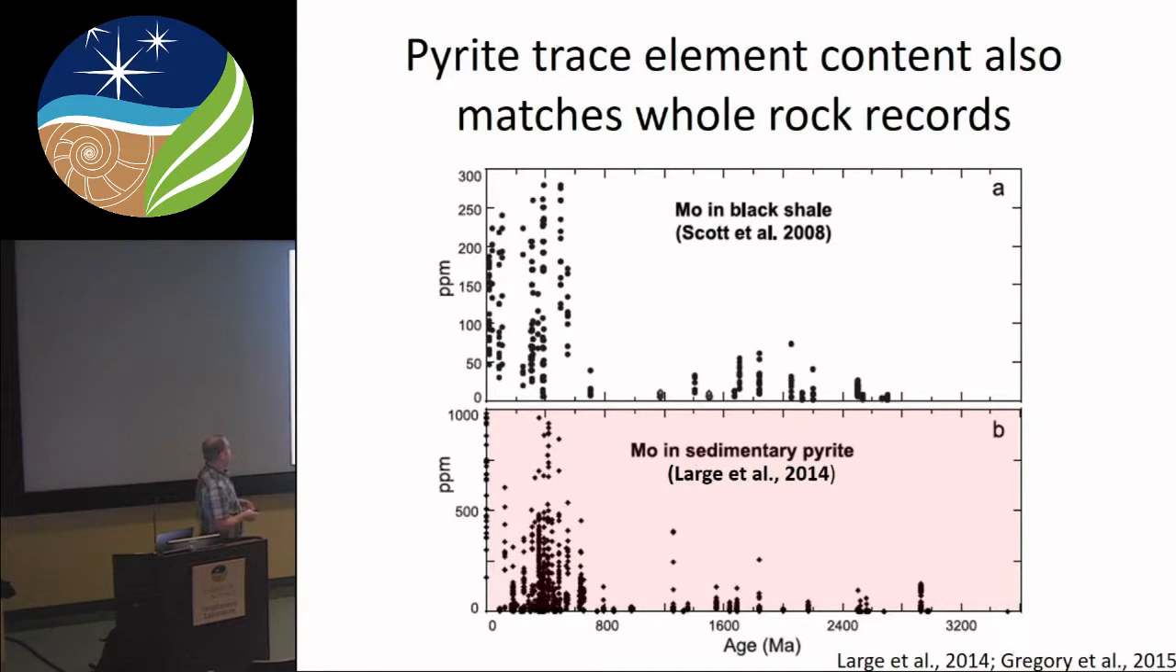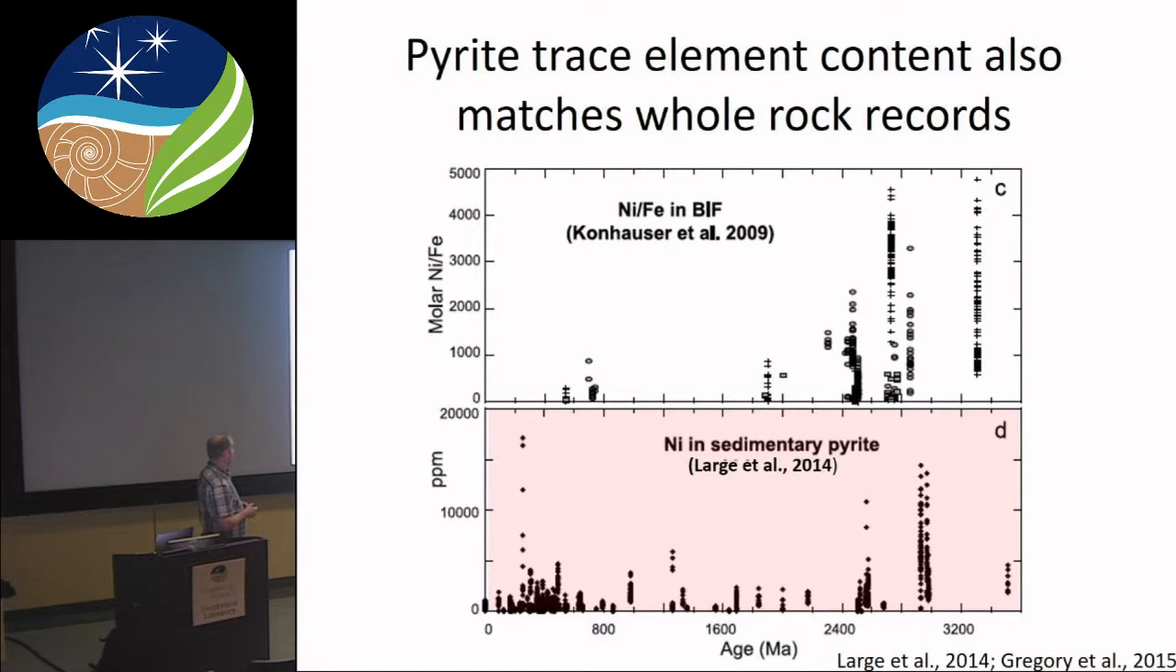But when we started to compare the trace elements in pyrite through time, we noticed that it matched pretty well a lot of whole rock black shale records. So this is Scott's molybdenum in euxinic black shale versus the molybdenum in sedimentary pyrite. And you can see we're relatively low in molybdenum in both in the Archean and the Proterozoic, and we see a strong increase as we enter the Phanerozoic. And similarly, if we look at the nickel-iron ratio in banded iron formations versus the nickel in sedimentary pyrite, we see a decrease out of the Archean into the Proterozoic and the Phanerozoic.